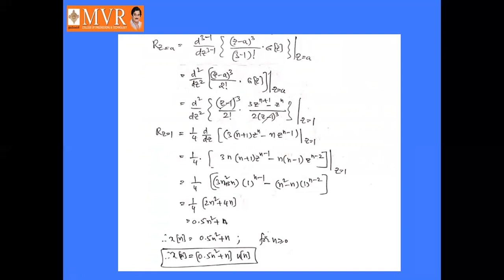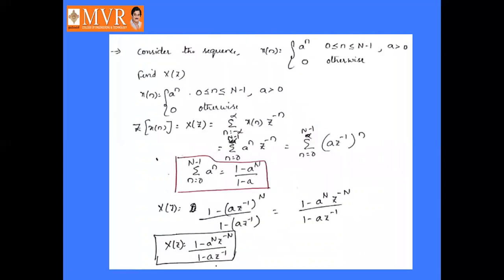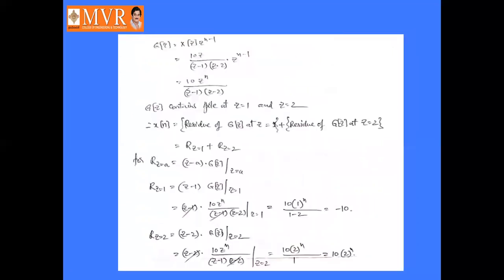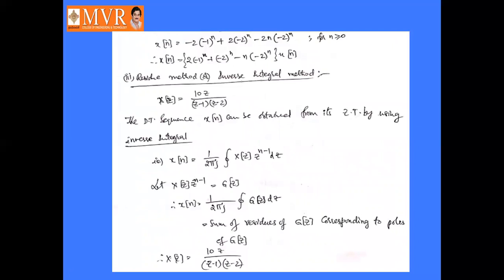So 1 by 4 into [3n into (n plus 1) into 1 power n minus 1, minus n square minus n into 1 power n minus 2]. So it is 1 by 4 into (2n square plus 4n), so it is 0.5 n square plus n. Therefore x of n equals 0.5 n square plus n for n greater than or equal to 0, or x of n equals (0.5 n square plus n) into u of n. This is the residue method or inverse integral method.